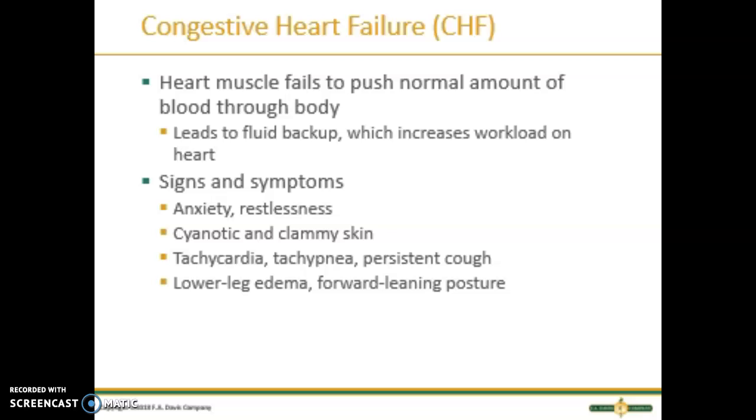Let's talk a little bit about congestive heart failure. CHF is congestive heart failure. This occurs when the heart muscle is weakened and can no longer push a normal amount of blood through the body. The kidneys do not receive enough blood and fluid does not get flushed out of the body, and this causes buildup and puts an even greater strain on the heart.